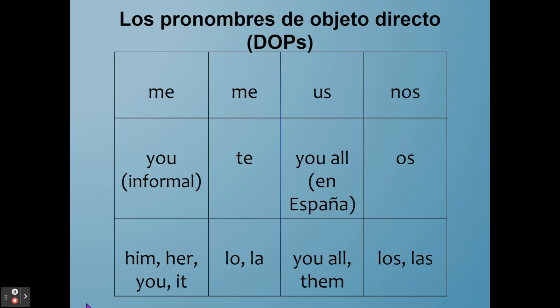To say us, it's nos. You all, only in España, it's os. And to say you all or them, los or las. Las, of course, if it is a group of all girls or you're referring to all feminine objects.